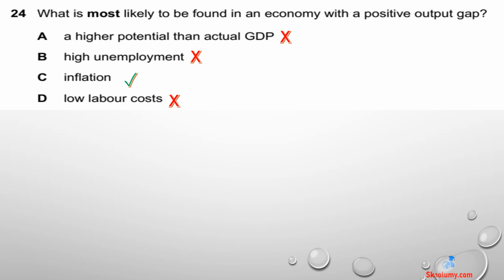C is the correct option. Inflation. Positive output gap means that actual output exceeds potential output. Demand for goods and services is high, thereby making the economy produce beyond its capacity. It causes inflationary pressure. A is wrong. Positive output gap means potential output is less than actual output or GDP. B is wrong, because more people will be employed to meet rising demand caused by positive output gap. D is wrong, as demand for more workers will raise labor cost.